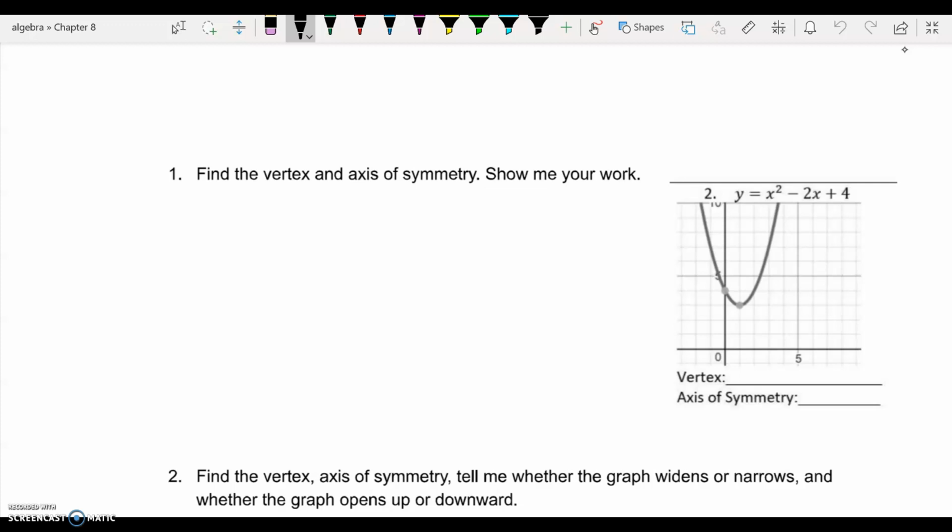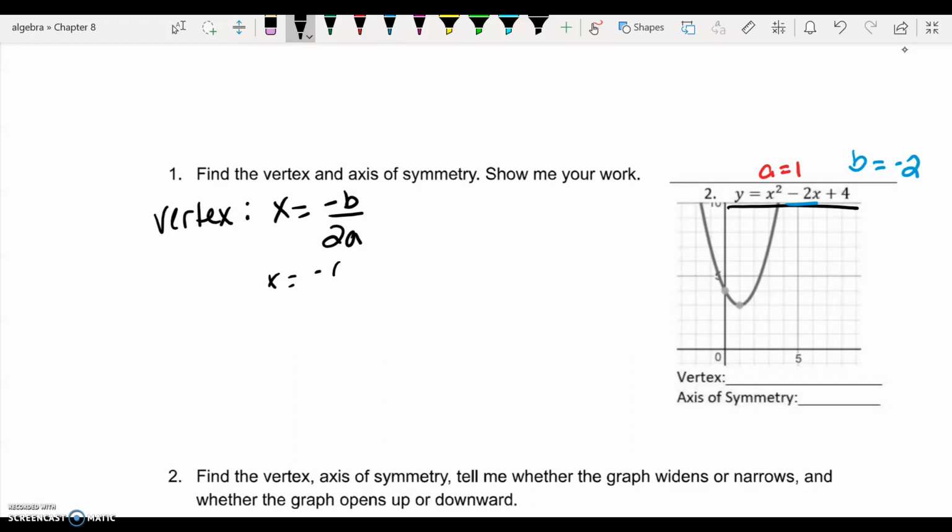So the first thing we're going to do is find the vertex of this equation. Yes, it's graphed and you can see it. However, you need to know how to do it mathematically. So I'm going to say x equals negative b over 2a. Do not forget your a is the number that's in front. So in this case, it's 1. My b is the number that's in the middle with the x. So in this case, it's negative 2. So I'm going to plug that in.